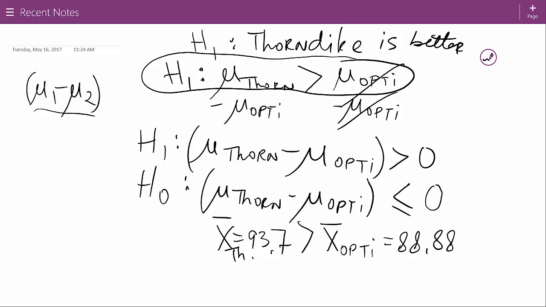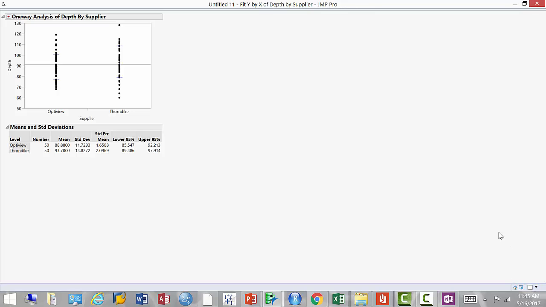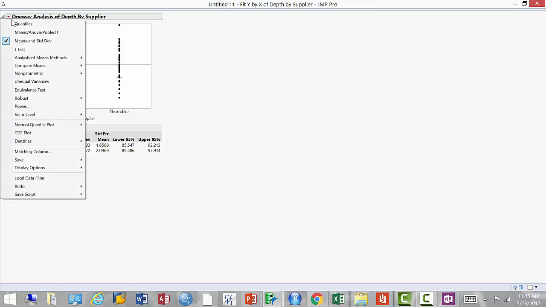And then, of course, what do I have to do after that? How do I pick between null and alternative? I need to find out the p-value, right? So how do we find the p-value? Let's go back. Okay, well, you probably guessed. For the p-value, I have to go to the red triangle menu, right?